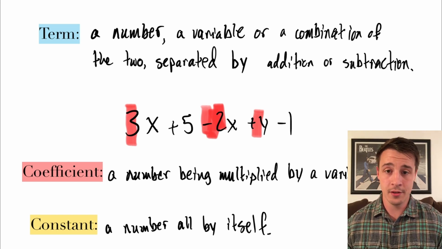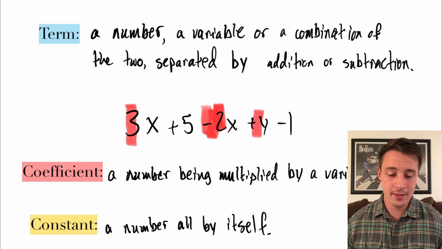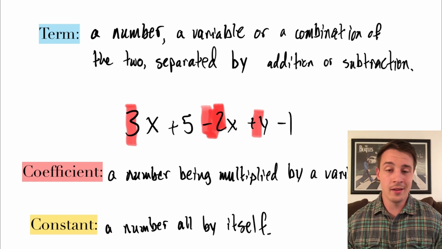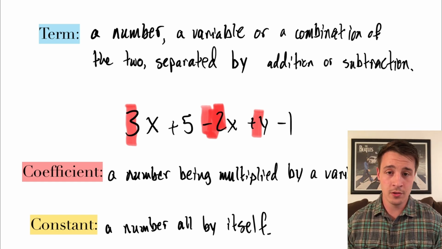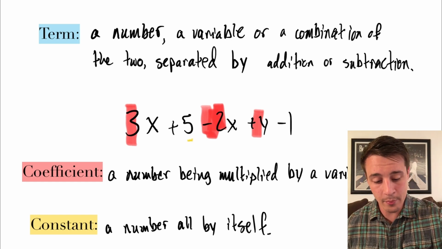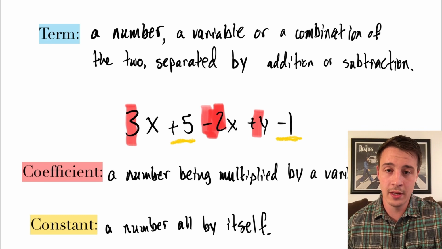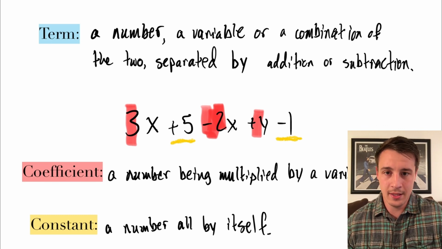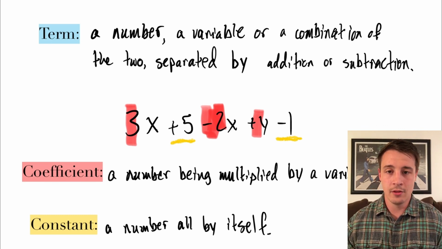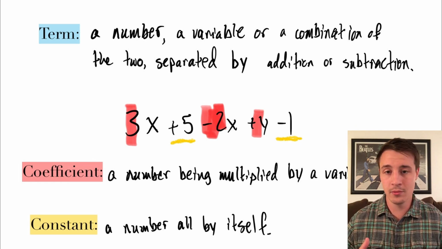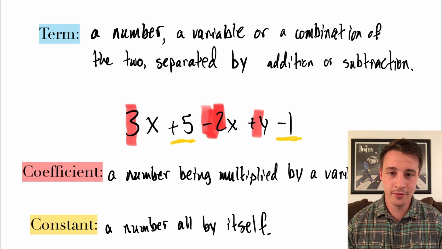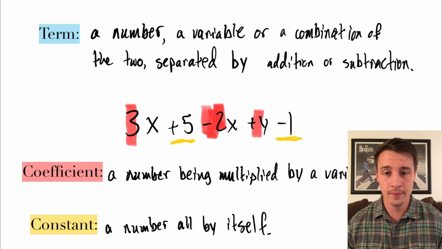All right, the other term is called a constant. Now a constant is simply just a number that's by itself. So we have two of those in this problem, the positive 5 and the negative 1. Those are both constants. The reason we refer to them as constants is because there's no variable associated with them. So that means that term will never change. That positive 5 is always going to be a positive 5.